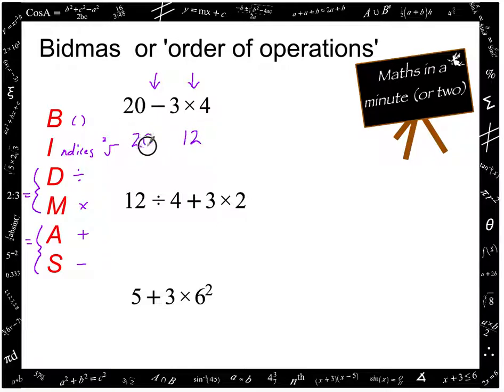and therefore we then go from left to right. Now we can do the subtraction. 20 subtract 12 is 8, so the answer is 8. Let's look at the second one.